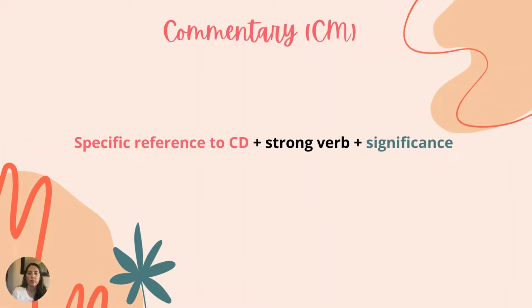Since the commentary should relate to the evidence specifically, this formula of specific reference to the CD plus strong verb plus significance can help develop the commentary. The specific reference to the text could be brief. It should draw the reader's attention to what the analysis will be focusing on. Though you could use some of the specific language from the CD, make sure it is necessary and not just redundant. Strong verbs are words like illustrate, express, demonstrate, expose, and highlight.